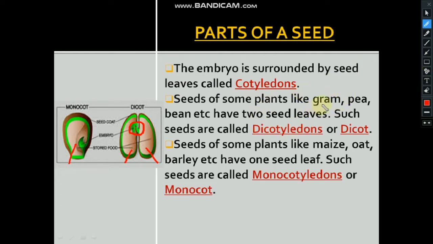Seeds of some plants like gram, pea, bean, etc. have two seed leaves. Such seeds are called dicotyledons or dicot. In this picture you can see this seed is having two seed leaves, 1 and 2. So it is a dicotyledon, and in this only one seed leaf is there. So it is called monocotyledons or monocot. Till the leaves grow in the plant, the cotyledons provide the food, and after the leaves have grown properly, they prepare the food, and the cotyledons dry up and fall down.